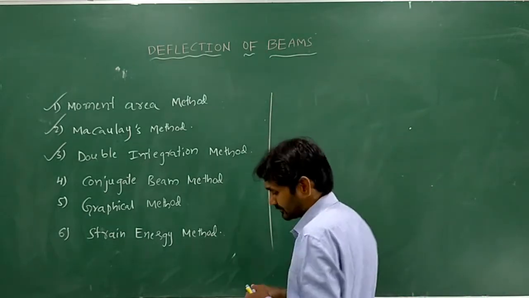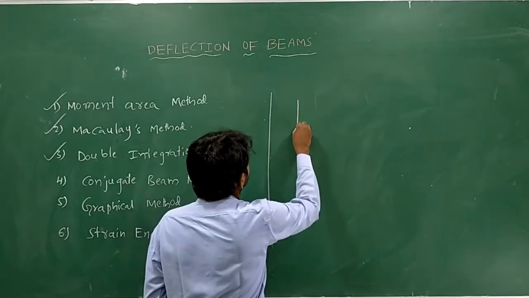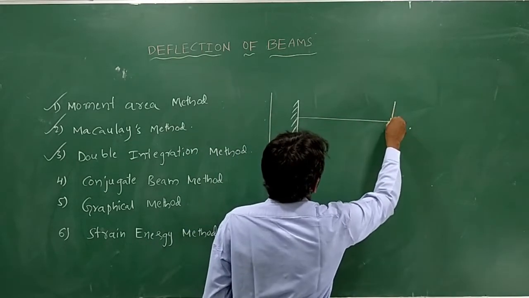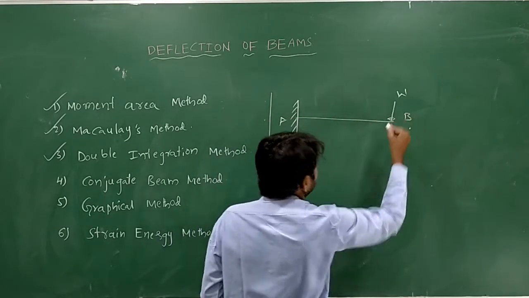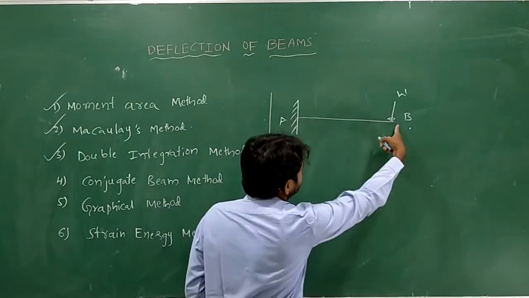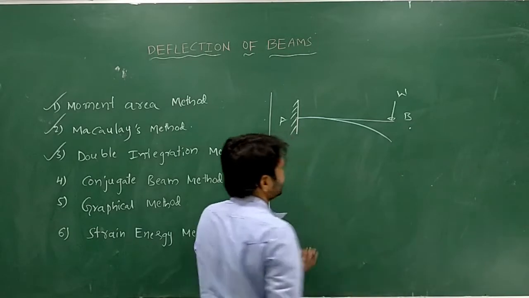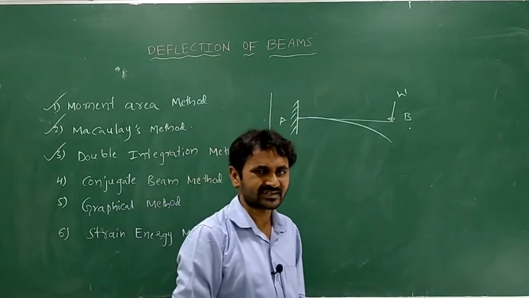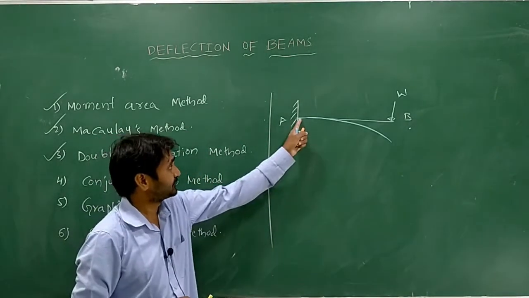First of all, I am taking a cantilever beam. Here W is the load, here is A, and this is B. This is my fixed end, this is my free end. My deflection will come like this. In ESET, they will ask what the maximum slope and deflection for a cantilever beam at the fixed end is.